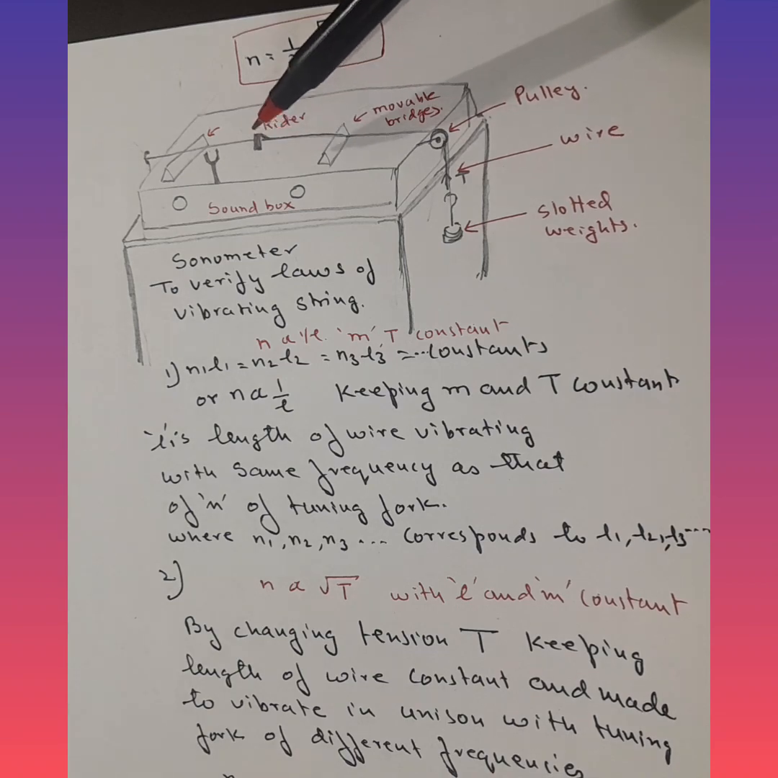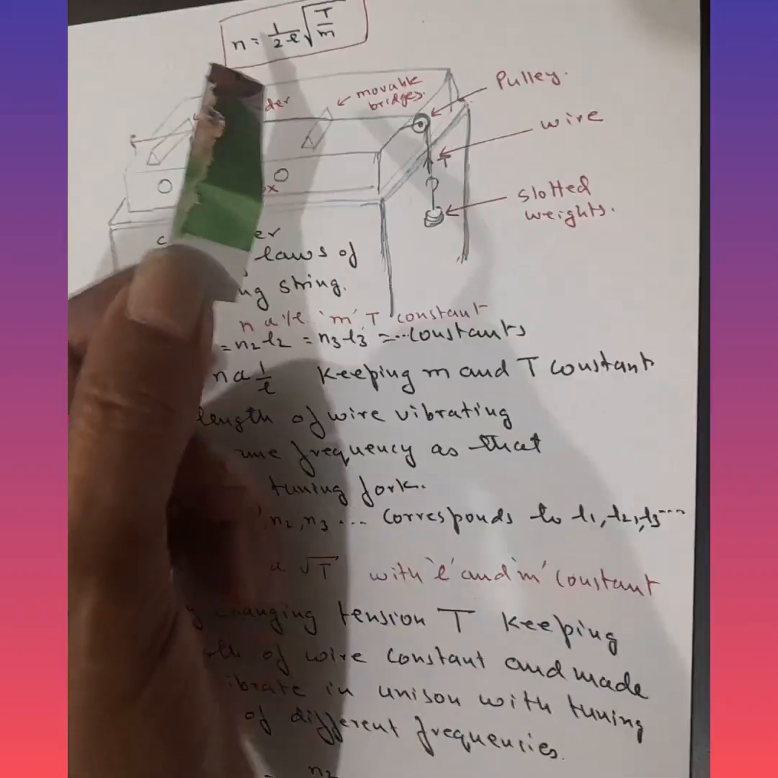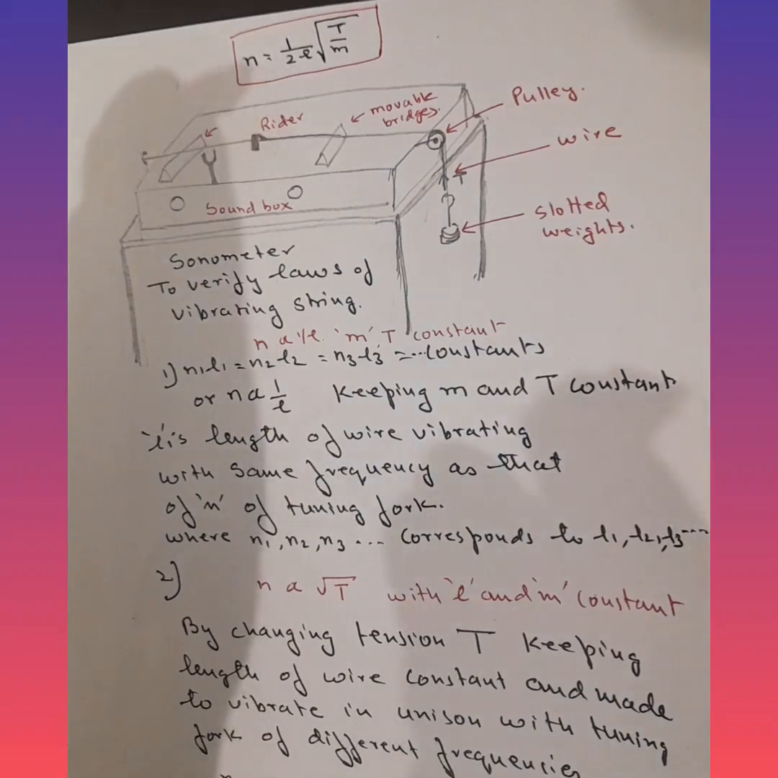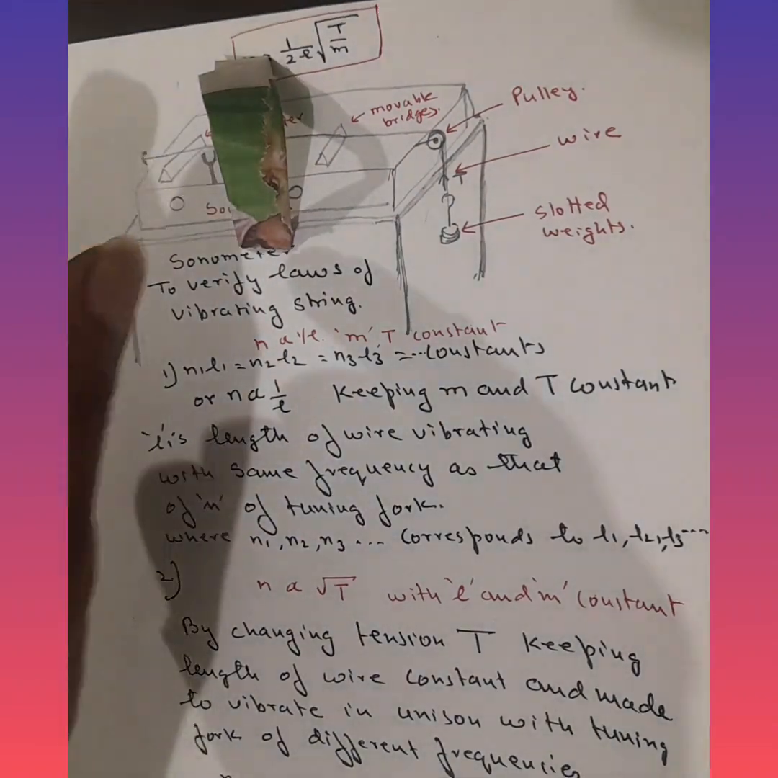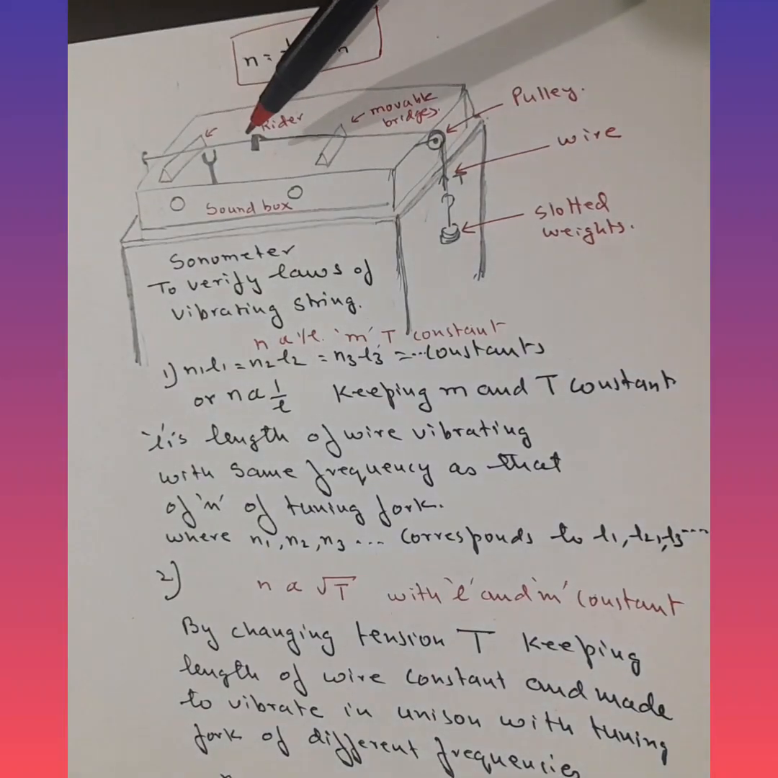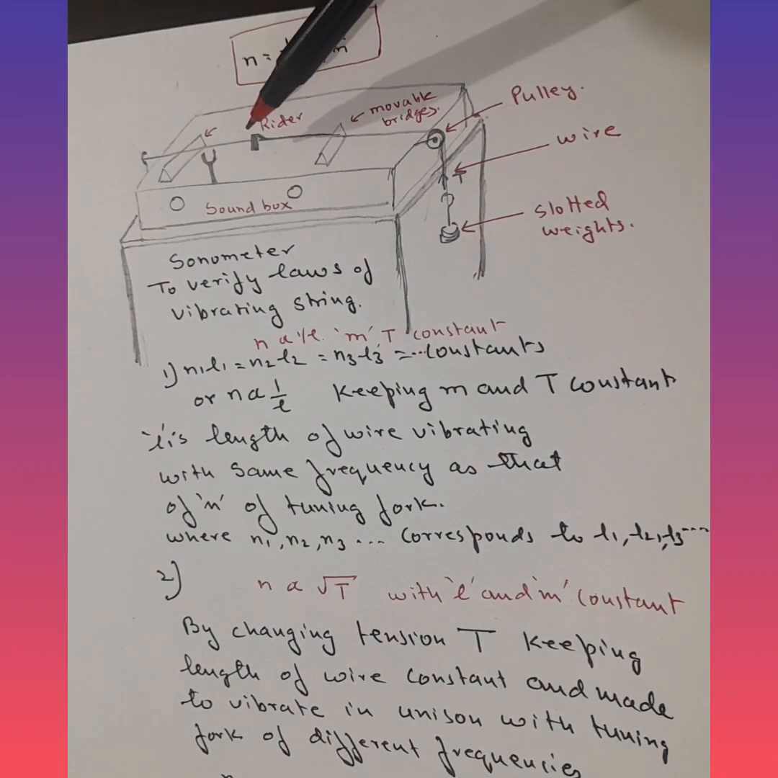Now rider is something like this, which is placed on the string like this. Alright. So a piece of paper folded and placed on the string that way. Alright. This obviously is the tuning fork.